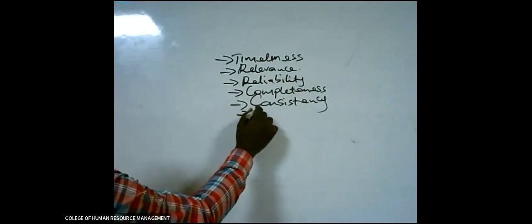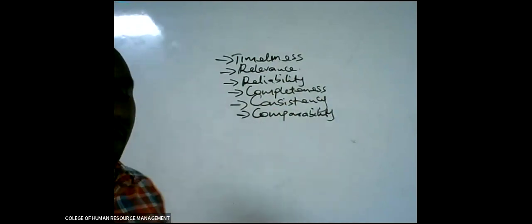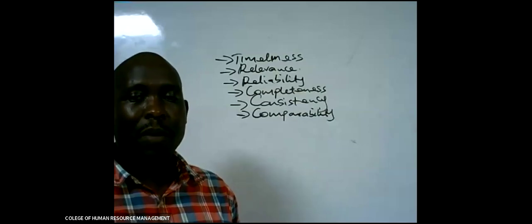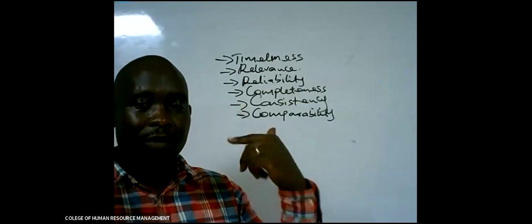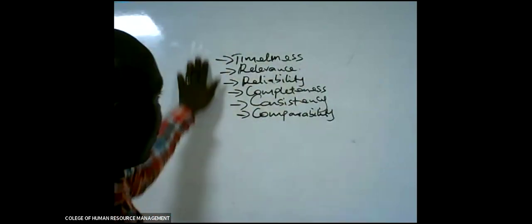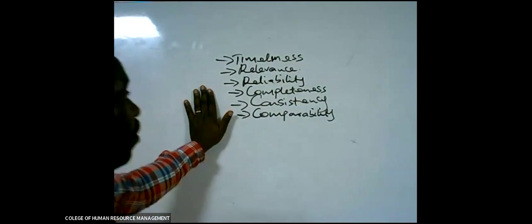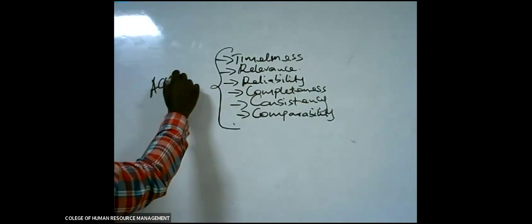And then we also have comparability. A good accounting information should assist the users in making comparison between the business and its competitors, between the business itself, that is the current year, versus the previous year. These are the characteristics. And they are also part of the accounting principles. These ones, they are also part of the accounting principles.